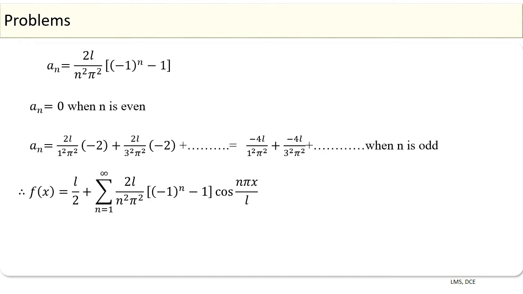f of x is equal to l by 2 plus summation n from 1 to infinity 2l by n square pi square of minus 1 to the power n minus 1 into cos of n pi x by l, which is equal to l by 2 minus 4l by pi square of cos of pi x by l plus 1 by 3 square into cos of 3 pi x by l plus etc. This is the required Fourier half-range cosine series for the function f of x equal to x in the interval 0, l.